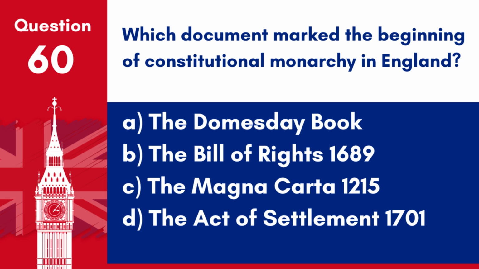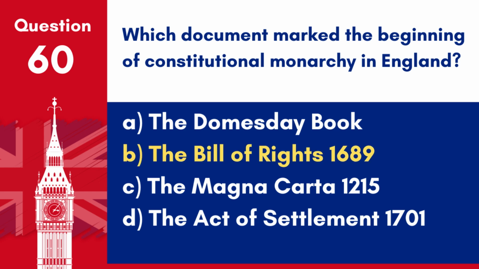Question 60. Which document marked the beginning of constitutional monarchy in England? A. The Domesday Book. B. The Bill of Rights 1689. C. The Magna Carta 1215. D. The Act of Settlement 1701.